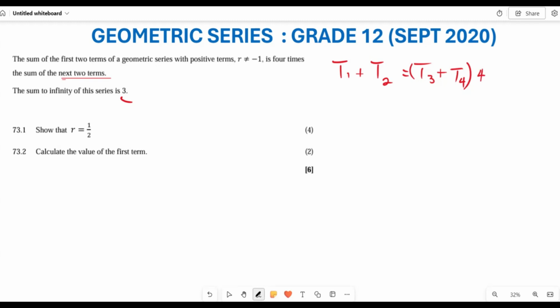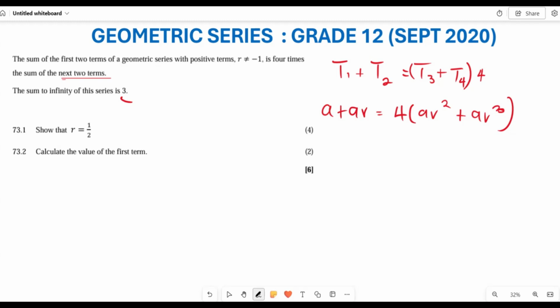Now there is a way in which we present terms in a geometric series, right? Remember, term 1 is represented by a, and term 2 is represented by ar. This is going to be the same as 4 times. Term 3 in this case is the same as ar squared, and then your term 4 is going to be the same as ar cubed. This is how you present this. Are we fine? And now, what is it that you're going to do from here?